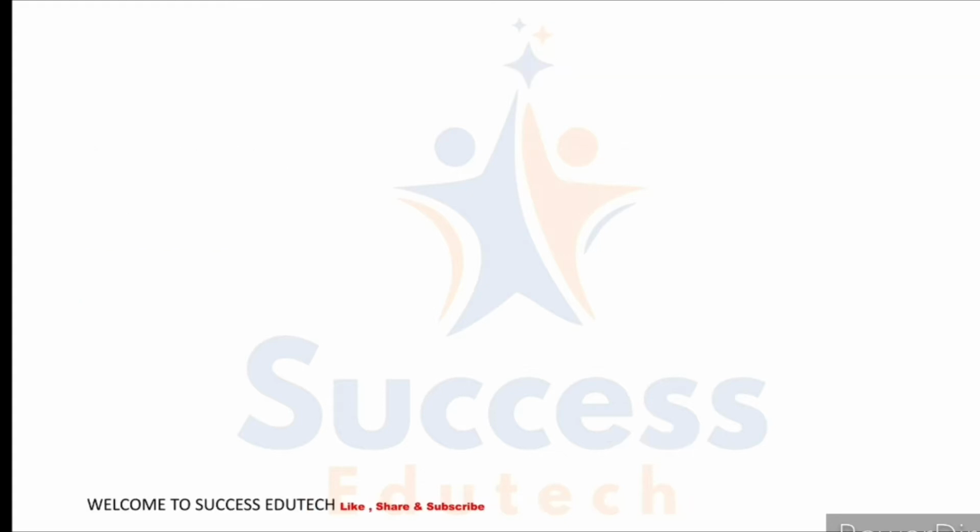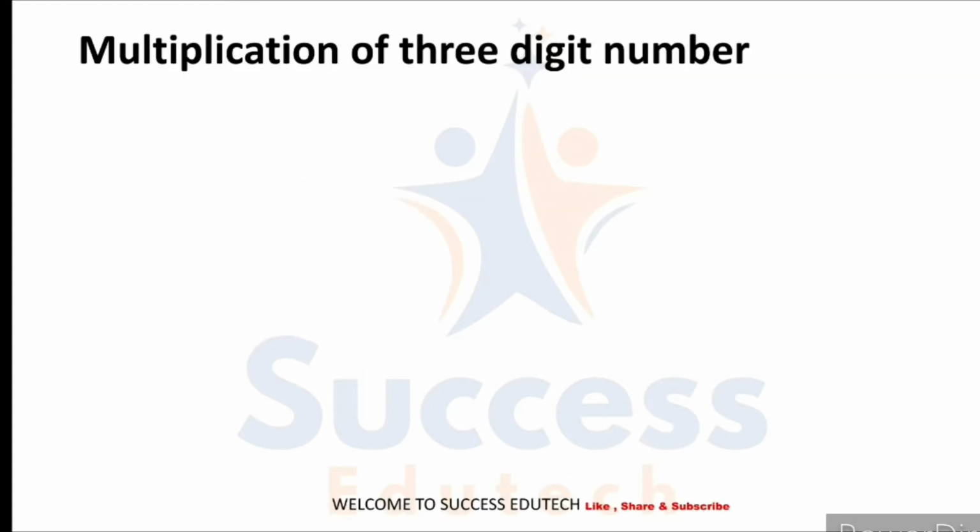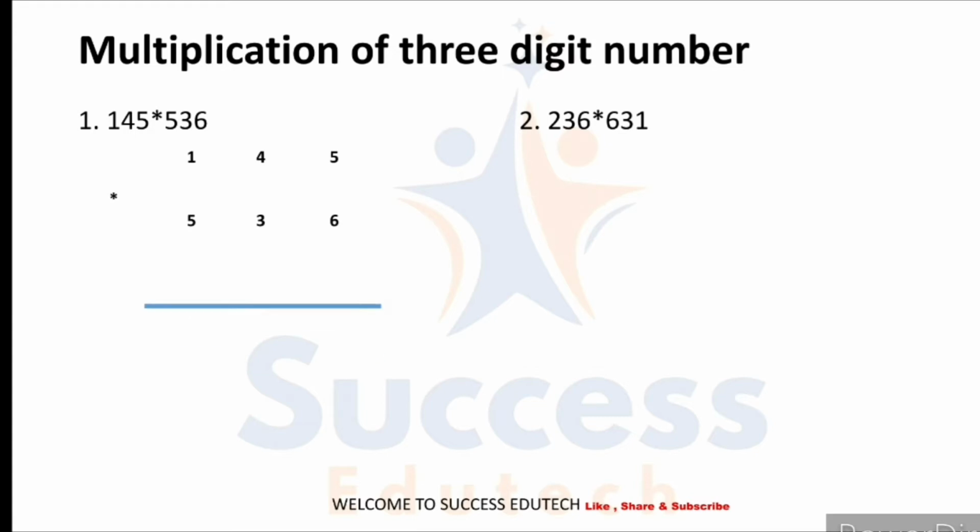Now next is multiplication of a 3-digit number. Multiplication of a 3-digit number. How to multiply? I am solving one problem as it is again here.